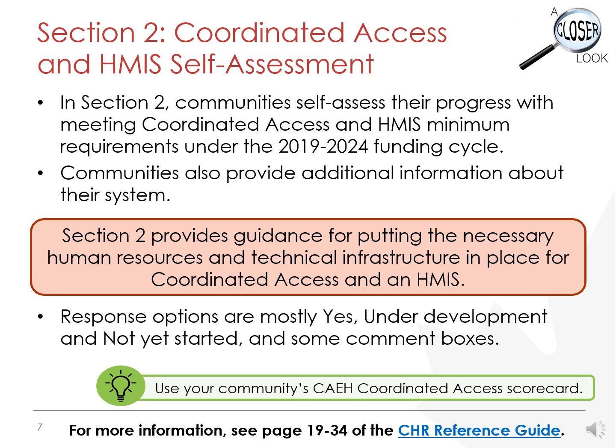The last question in this section is a comment box where we ask you to highlight any efforts and/or issues related to your community's work to implement coordinated access and your HMIS, as well as some other prompts for consideration. And here's a tip. If you have completed the CAEH Coordinated Access Scorecard, please have it on hand when you complete Section 2 of the CHR.